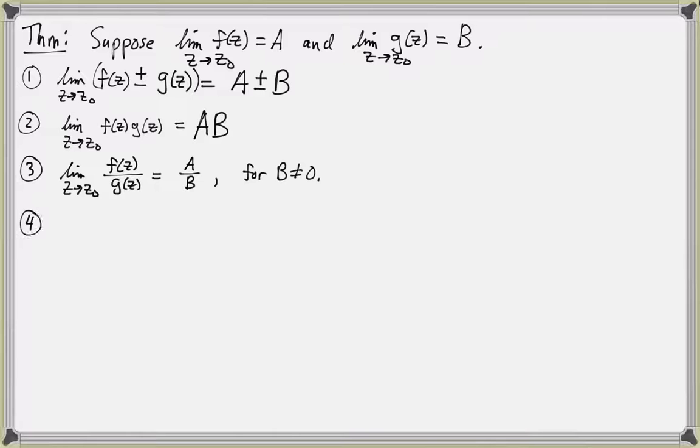Fourthly, this just follows from the epsilon delta definition of limits, but the limit of any constant will just be equal to that constant c. So for any constant c in the complex plane, the limit of c equals c.